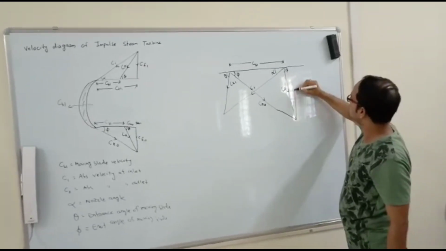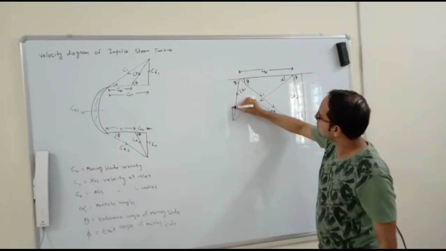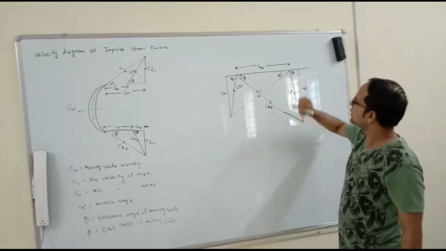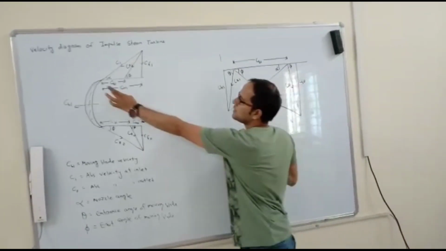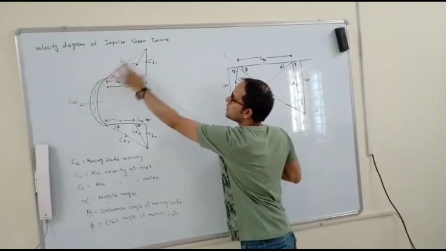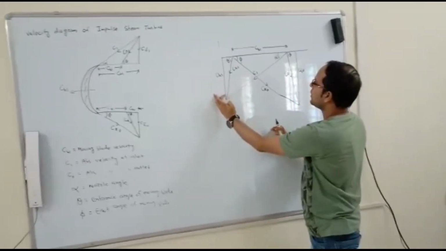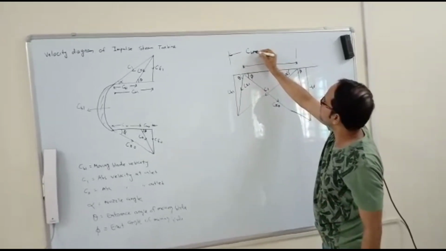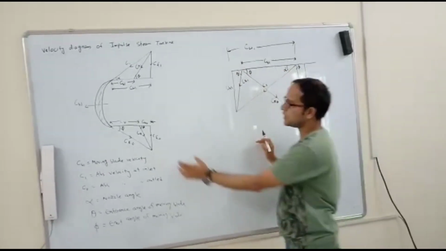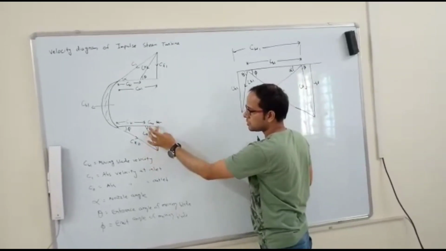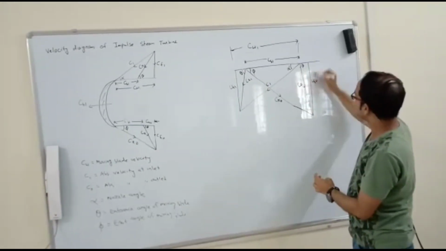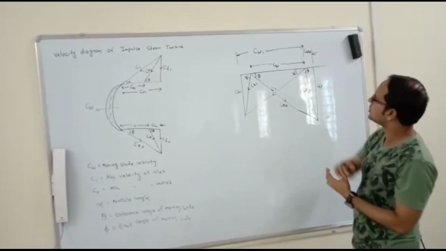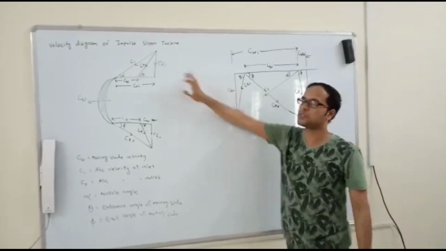Now draw the components. This is the velocity of flow at inlet. This is the velocity of flow at outlet. Now the velocity of whirl is from here to here, in between CF1 and C1. So this will be CW1. Similarly, the whirl component at exit is between C0 and CF0, so here is CW0. So this is the combination of these two triangles.